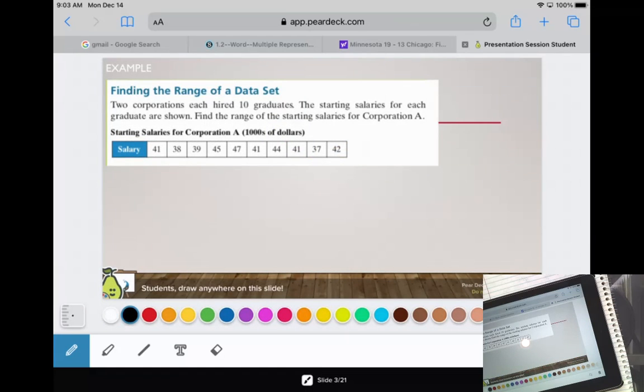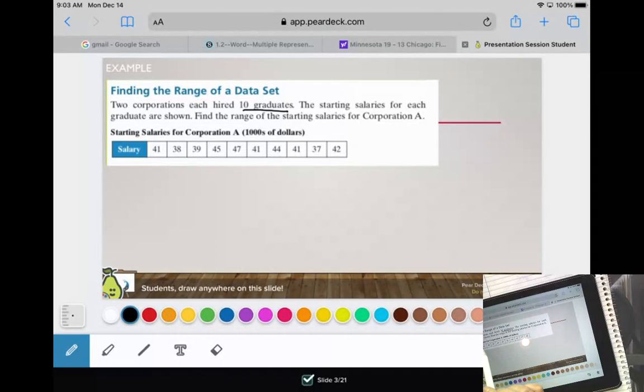So for example, this data is for a corporation. They hire about 10 graduates. The starting salary for each graduate is shown. So these are the 10 people they're hiring. This one is in thousands of dollars. The first one is about $41,000. The second one is $38,000. So you want to pay attention to the units that are given to you.